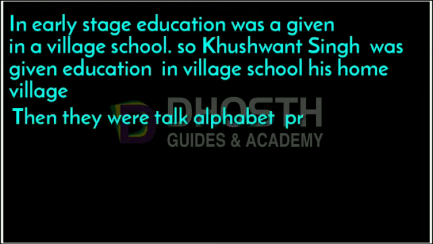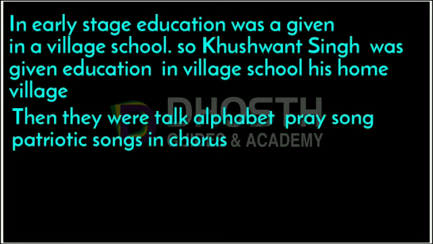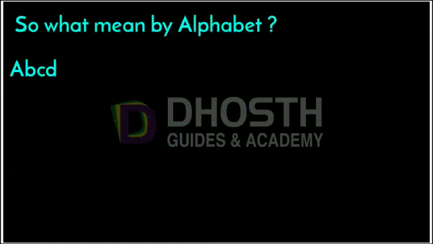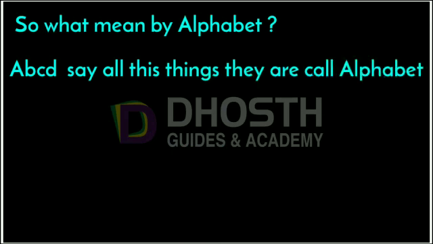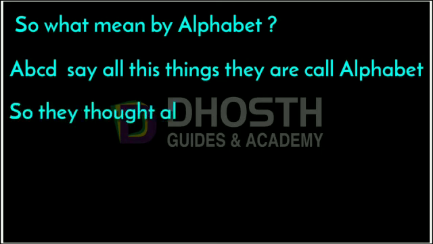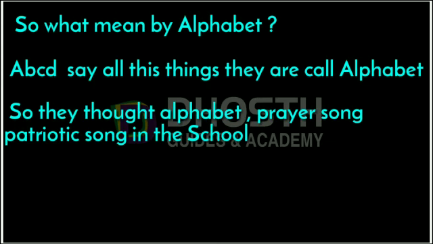Then they were taught the alphabet, prayer songs, patriotic songs in chorus. So the subjects that the child learnt in the village school are alphabet, prayer songs, patriotic songs, and they did it in chorus. So what do you mean by alphabet? Say A, B, C, D, when we say all these things, they are called alphabet. Never say alphabets, it is only alphabet. So they taught alphabet, prayer songs and patriotic songs in the school.